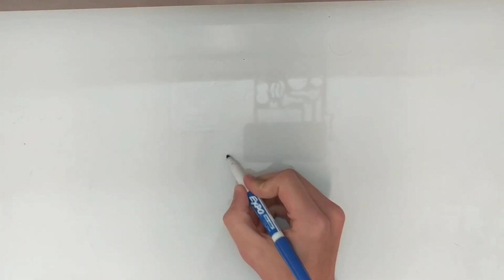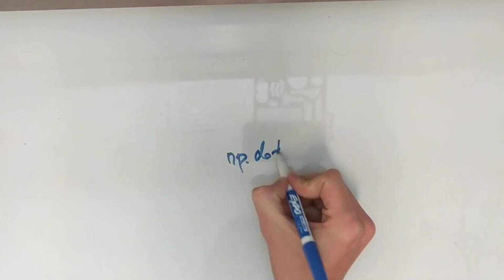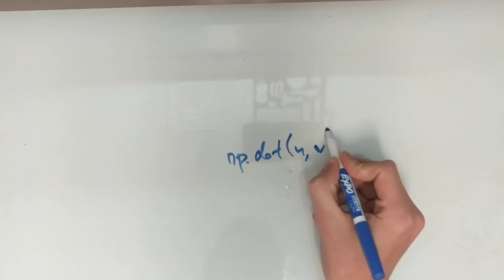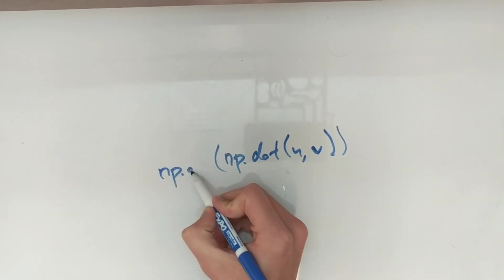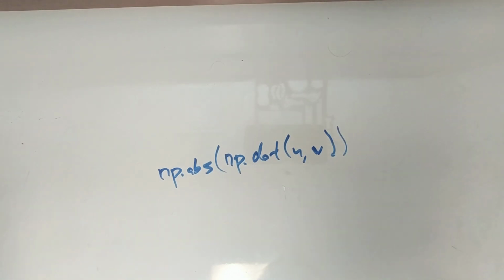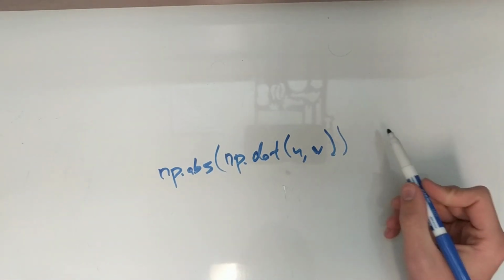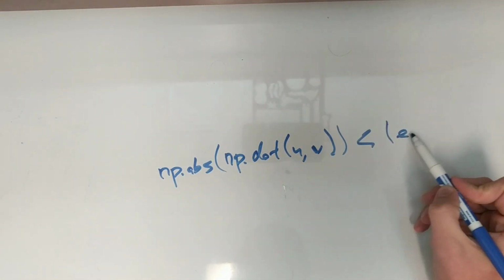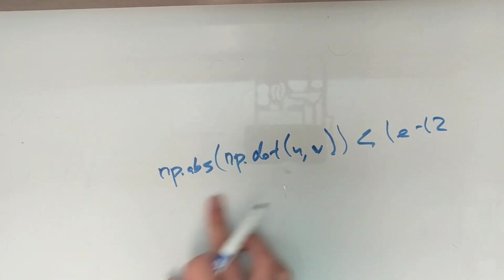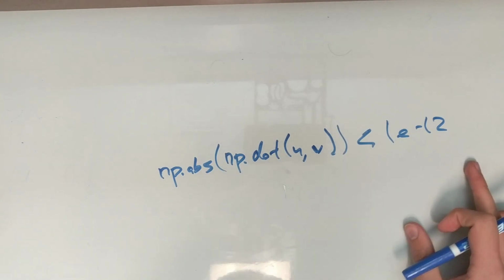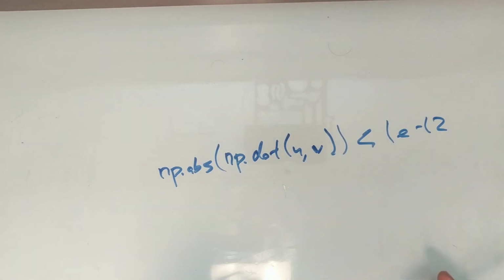So what I would do is say np.dot of u and v, and then make sure to take the absolute value of that value, because it could be like -1, and -1 would be less than 1e-12 even though it isn't orthogonal. You want the check to fail for 1, since 1 is not less than 1e-12. So this is saying if the dot product is 0 or very, very close to it, then return true. They are orthogonal, otherwise return false.